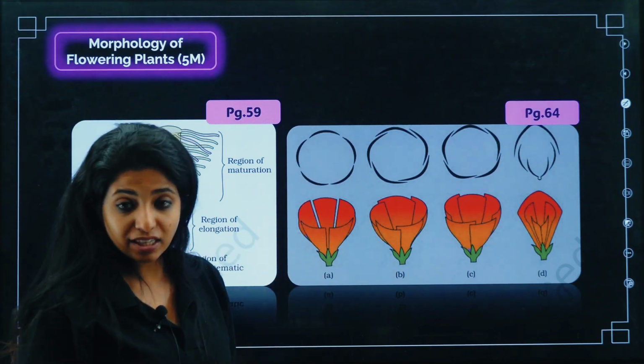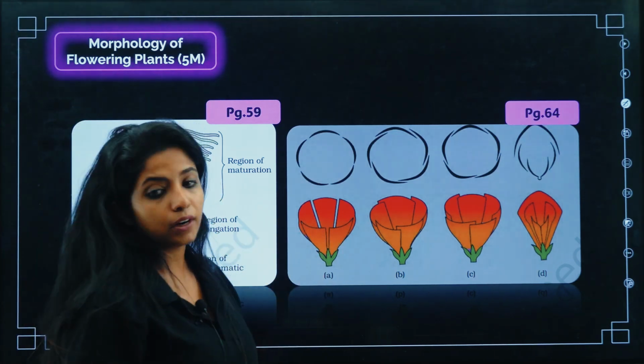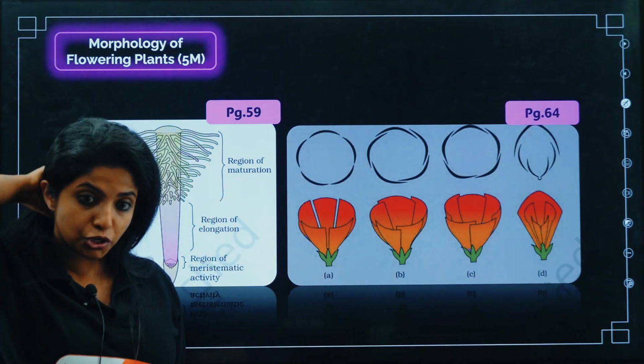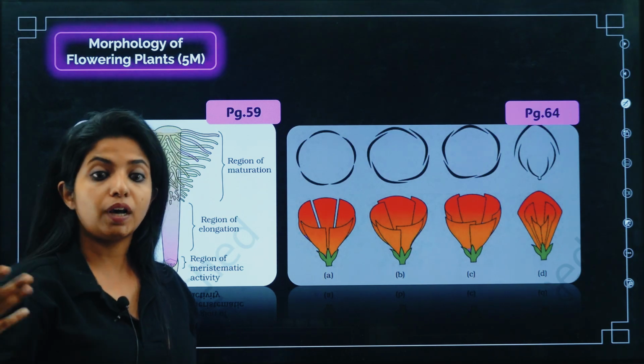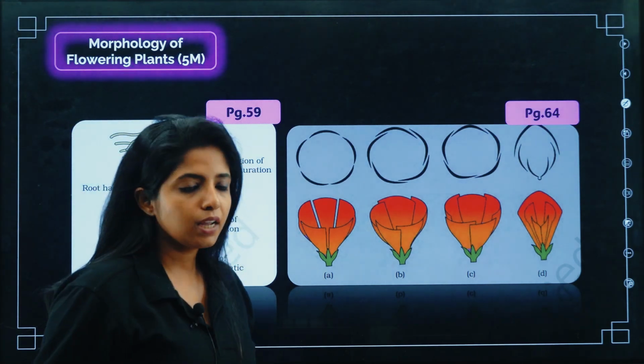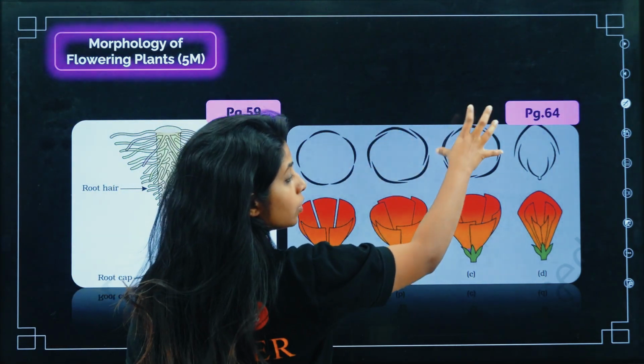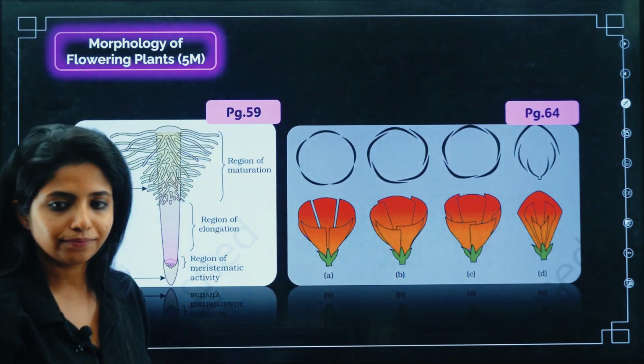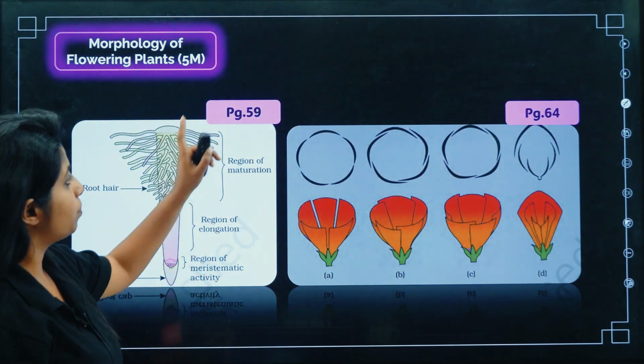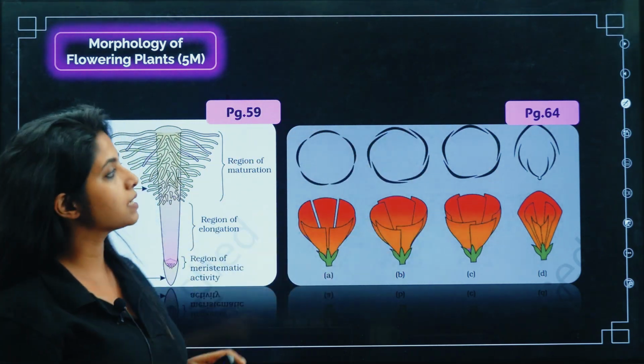Over here you have aestivation, page number 64. Again, you might be asked about aestivation. What are the types of aestivation? Just like how you are asked about types of placentation, right? So you should be knowing the diagram. If you know the diagram, you might be able to write it better. Cool. So for page number 59 and page number 64.